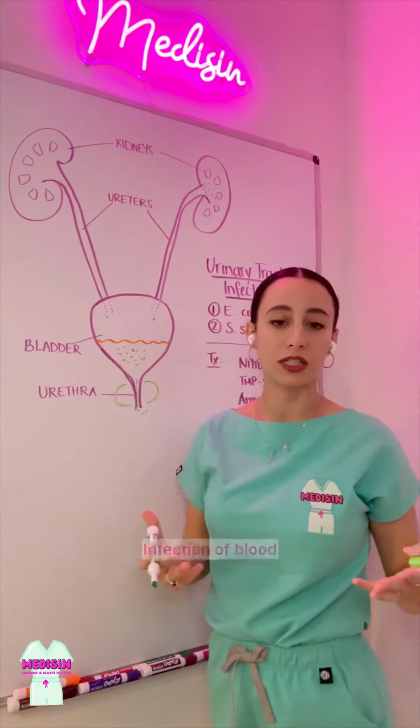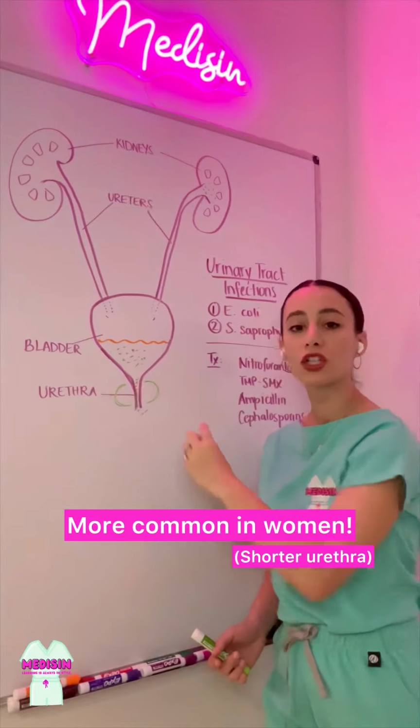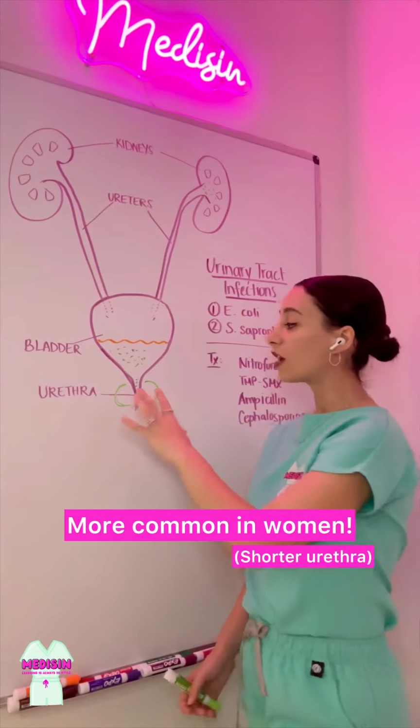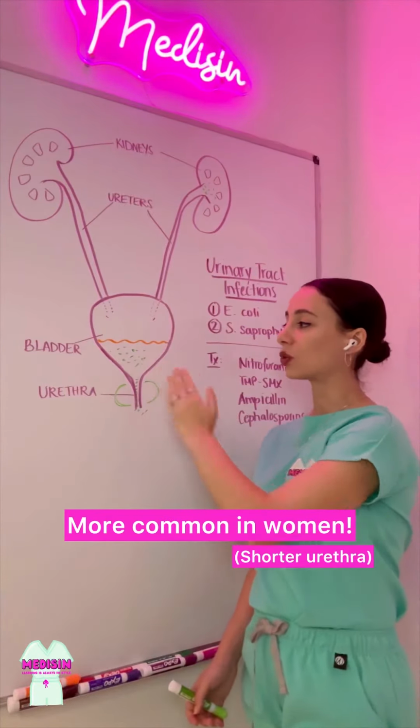Now, UTIs are very common, and they're actually more common in women than in men because the urethra is much shorter in women than men. Therefore, it's very easy for bacteria to make its way into the bladder.